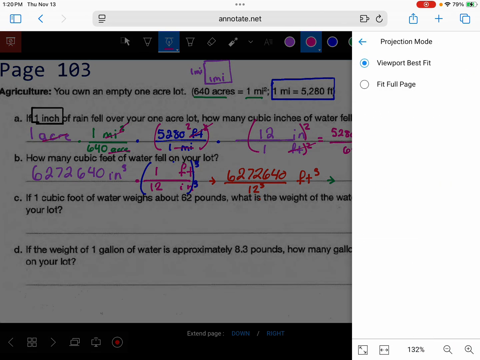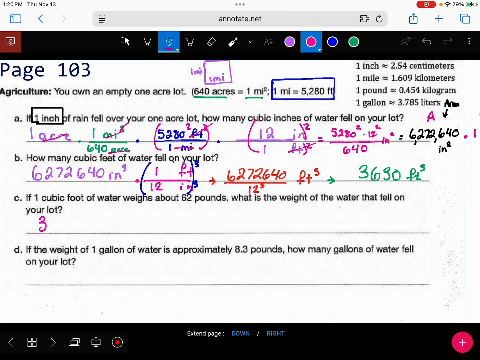3630 times 62 to get how much each cubic foot of water weighs per pound. Ooh, careful. We already know how much each cubic foot weighs. Each cubic foot weighs 62 pounds. So we have 3630 cubic feet, and 1 cubic foot is 62 pounds. If we set it up like our ratios, that's how we can see whether we multiply or divide. I need my cubic feet to cancel out, so we're left with just pounds.